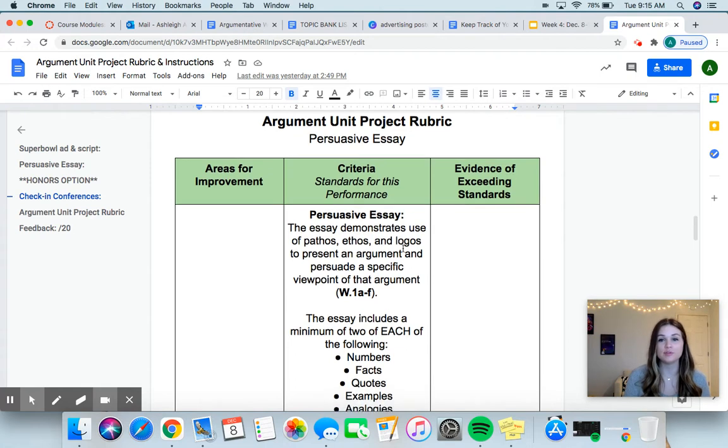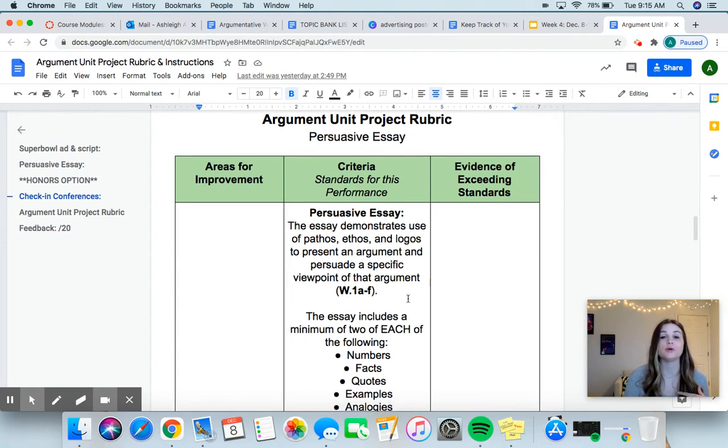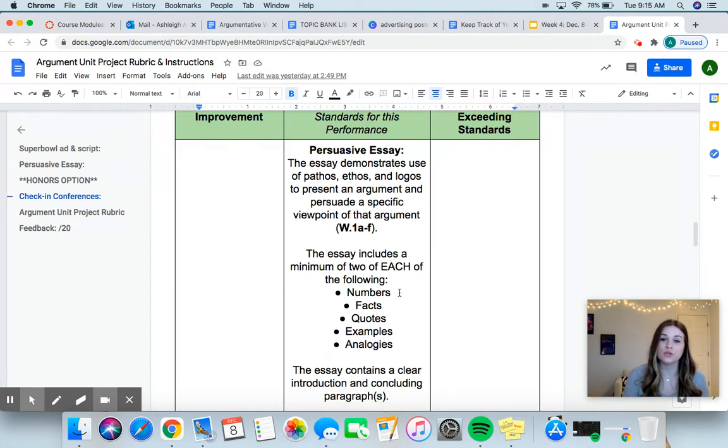So the essay demonstrates the use of ethos, pathos, and logos to present an argument and persuade a specific viewpoint of that argument. You're trying to persuade somebody of a conclusion that you've reached. The essay needs to include a minimum of 2 of each. So there are 1, 2, 3, 4, 5. So technically that means you need 10.